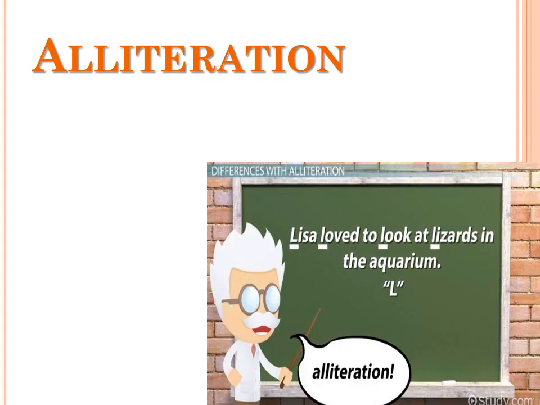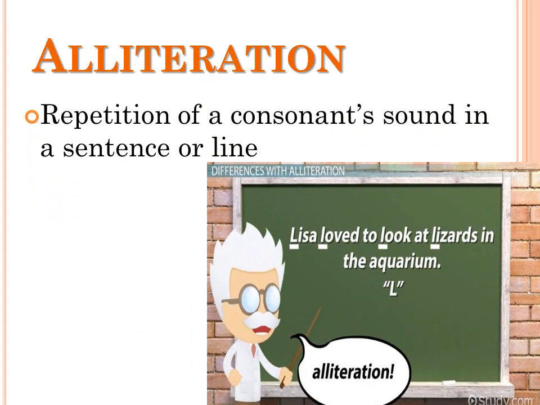Devices based on sound. Alliteration is the repetition of a consonant sound in a sentence or line. Consonant, I hope you understand, means other than the vowels. For example, A, E, I, O, U are vowels, and all other letters B, C, D, F, G, H are consonants.